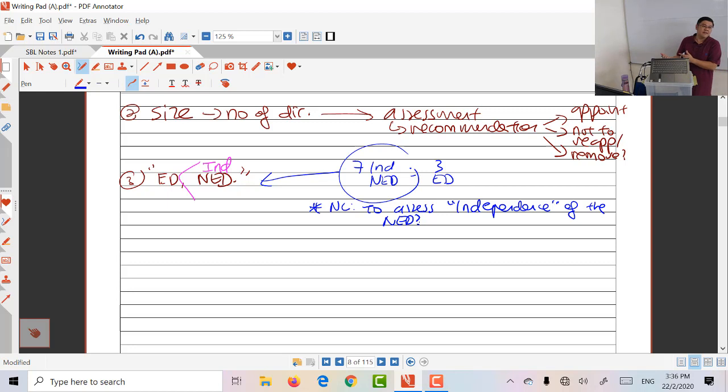For example, if this NED and the CEO are good friends, would you think that's a factor? Or they're already close friends? So does being a close friend affect independence? Yes. Then how do you define friend, and how close is close? If a woman sleeps with you, close or not? Close. Then prostitute, close or not? Cannot answer, right?